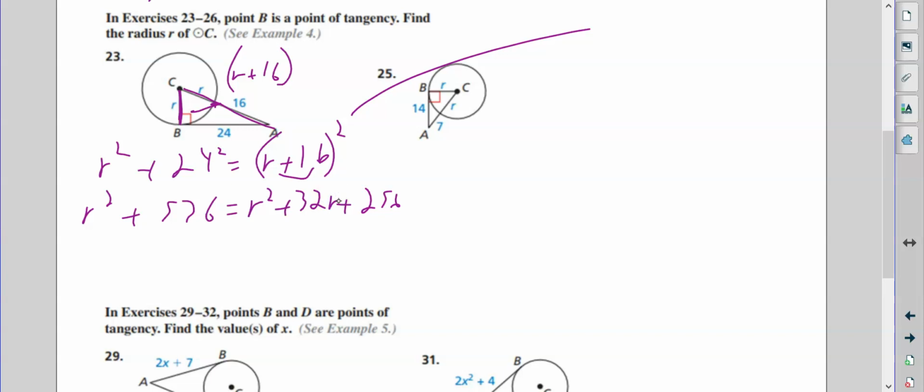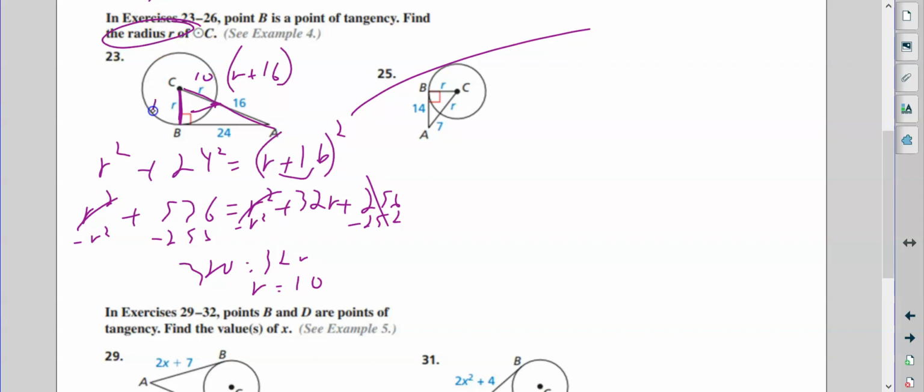Now, it's not as scary as it looks because when you try to get rid of R squared, you get rid of it on both sides. So when you subtract R squared, it cancels. Doesn't matter which way you're moving it. I'm also going to move the 256 over, which will give me 320 equals 32R. Then when I divide, I get R equals 10. And that's what we were trying to find. It was find the radius.